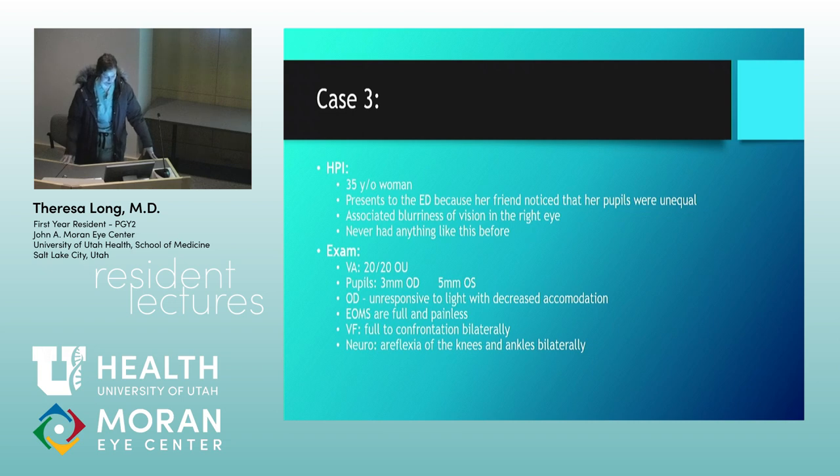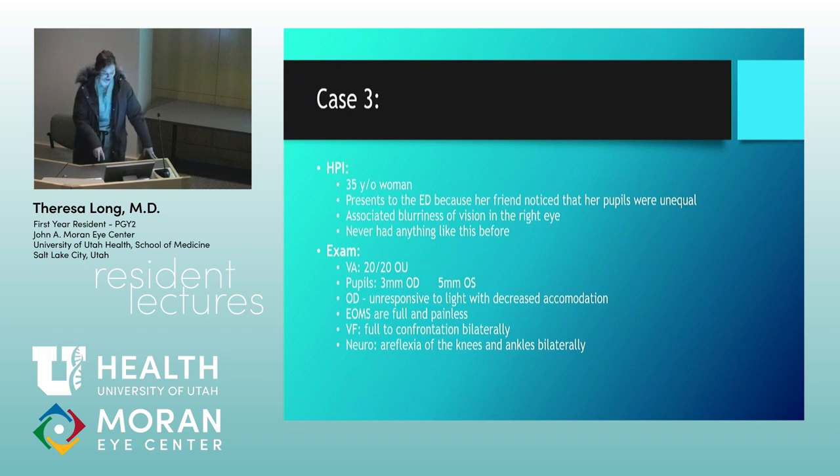Actually, it's going to be her left eye based on my measurements from below. Her visual acuity was 20/20 in both eyes. Her left eye was noted to be larger than her right eye. And sorry, this is all switched up. I didn't realize this until last night. So the affected pupil is going to be unresponsive to light with decreased accommodation. Her extraocular movements are full and painless. Visual fields are full to confrontation bilaterally. And then because you're a great neuro-ophthalmology student, you carry around your reflex hammer and note that the patient also has areflexia of the knees and ankles bilaterally.